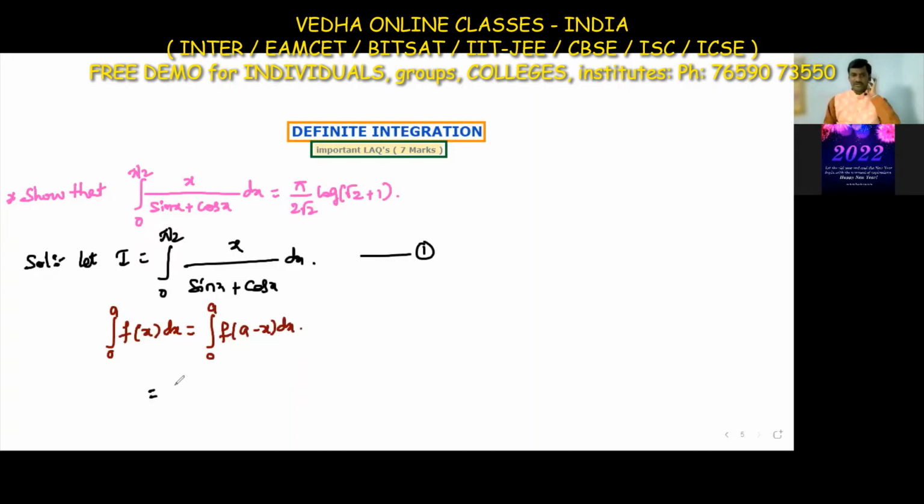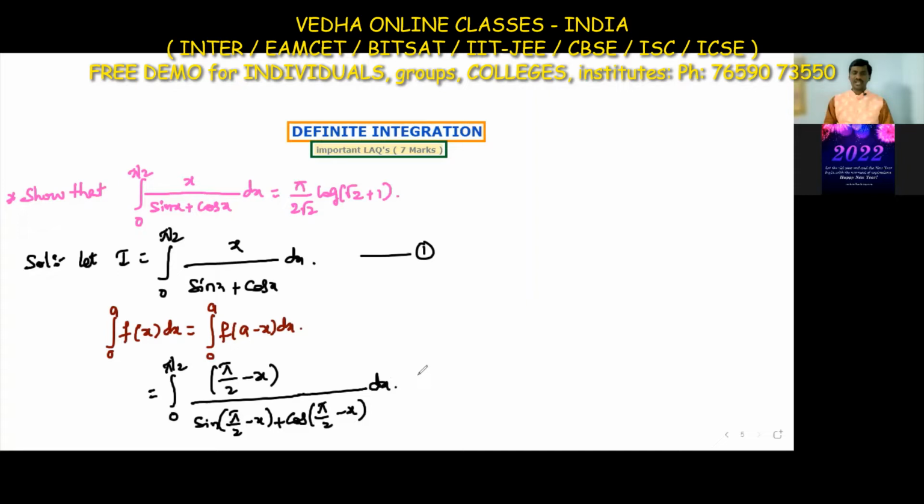Okay, so now this is equal to the integral from 0 to pi by 2. So here, replace the x with pi by 2 minus x, upper limit minus x, whole divided by sin of pi by 2 minus x plus cos of pi by 2 minus x, whole dx as it is. And we know that sin 90 minus theta is cos theta and cos 90 minus theta is sin theta.